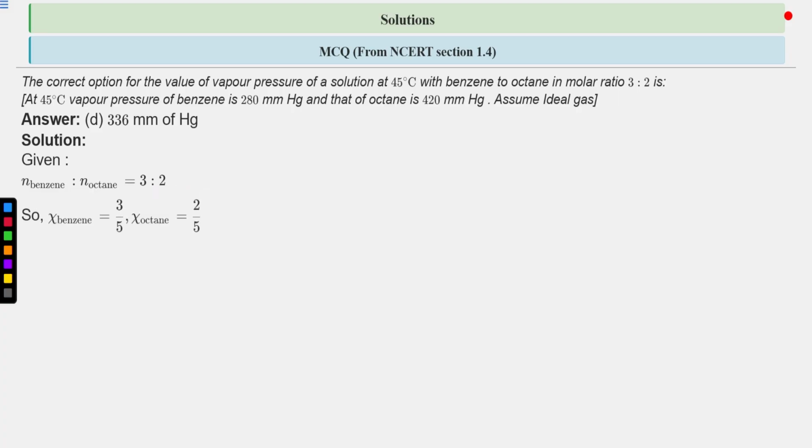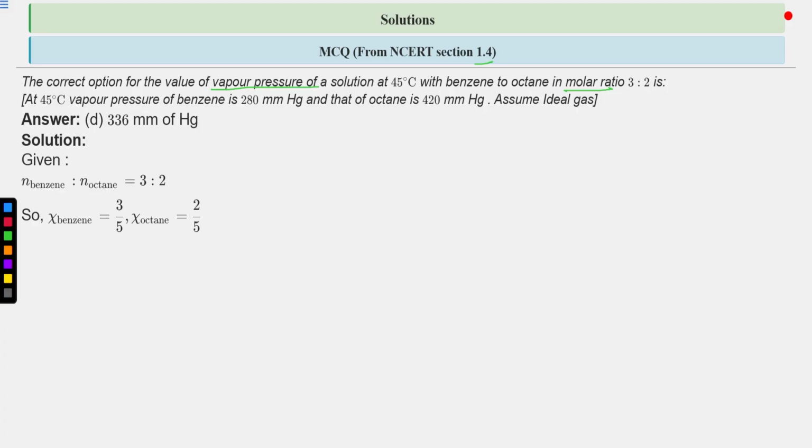First of all, we have to relate this question to the concept. Here it is mentioned that it is from section 1.4, but in the examination this kind of information will not be given. You have to relate the question with the formulas and the concepts you have studied. In the question we are talking about vapor pressure, and in vapor pressure we majorly talk about mole fraction, and the molar ratio is also given. So the first task is to convert this molar ratio and get the mole fraction of benzene and octane.